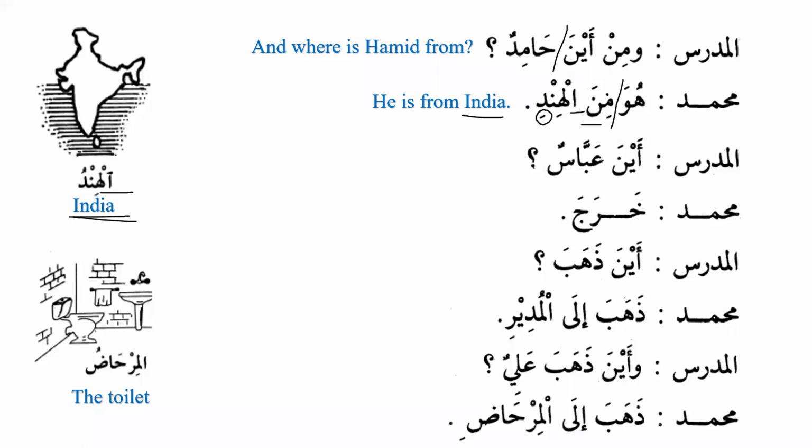He is from India. Aina Abbasun. Where is Abbas? Now we can see here that Abbasun will take tanween because most of the Arabic names, the masculine Arabic names, they take tanween. Now, something very beautiful. Here, we have an introduction to the verb. Inshallah, when we start the verbs, I will give you a detailed introduction to the verb.